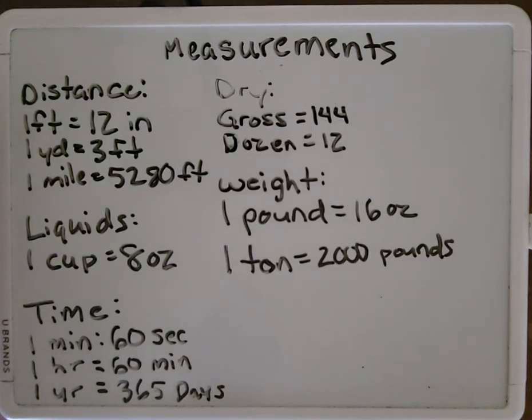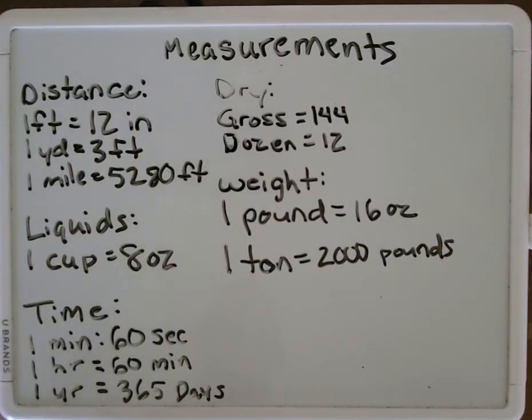So the first one we're going to be covering is distance. Distance is going to be going over inches, feet, yards, and mile. Understand that it takes 12 inches to equal 1 foot, right? Next we're going to move over to the feet versus the yards. It takes 3 feet to equal 1 yard, right? Then finally, it's going to take 5,280 feet to equal 1 mile. That's when it's talking about distance.